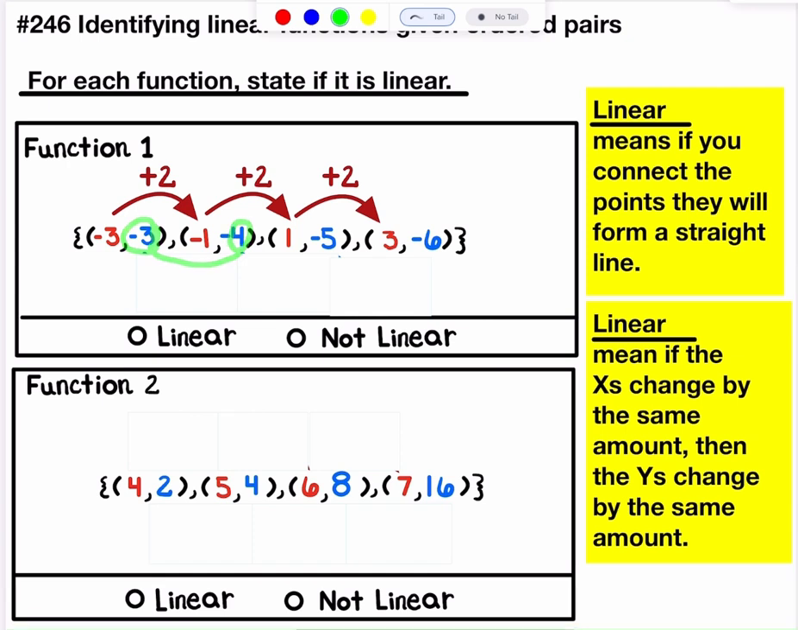To get from -3 to -4, subtract 1. From -4 to -5, subtract 1. And to get from -5 to -6, we would need to subtract 1. Since the change in y's is the same, this means this function is linear.